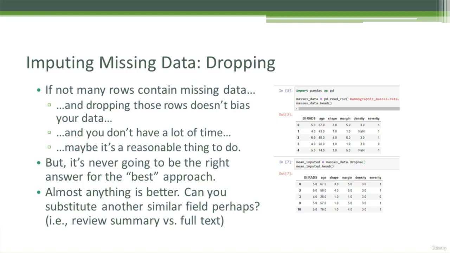So again, if an exam is asking you, what's the best way to impute missing data? Dropping data probably is not the right answer. Almost anything is going to be better. Maybe you could just substitute a similar field, right? I mean, that would also be a simple way of doing it.